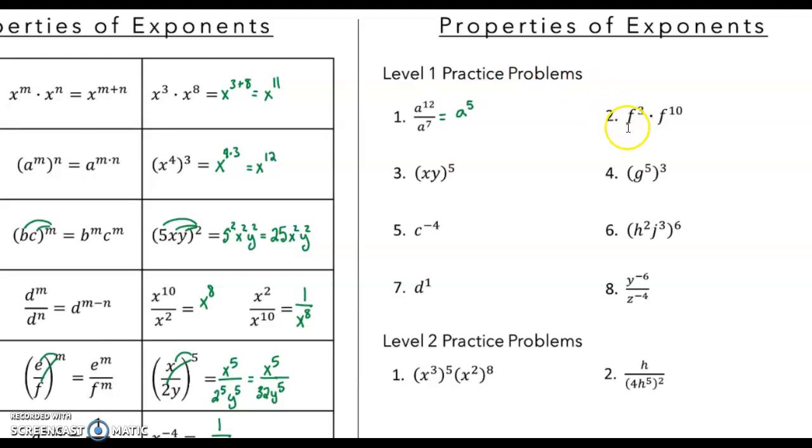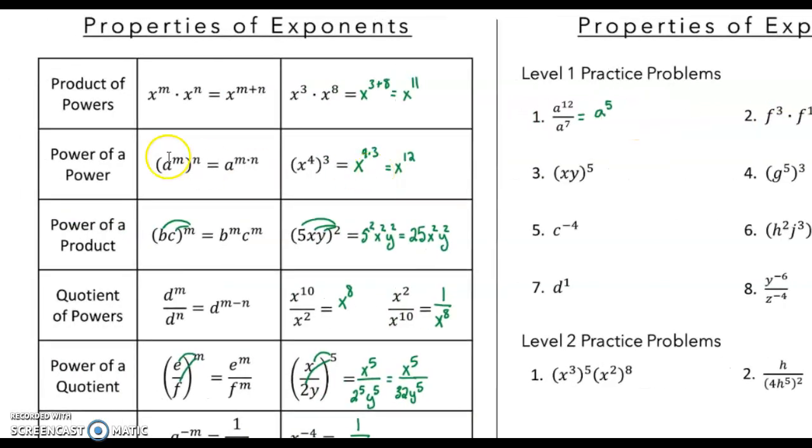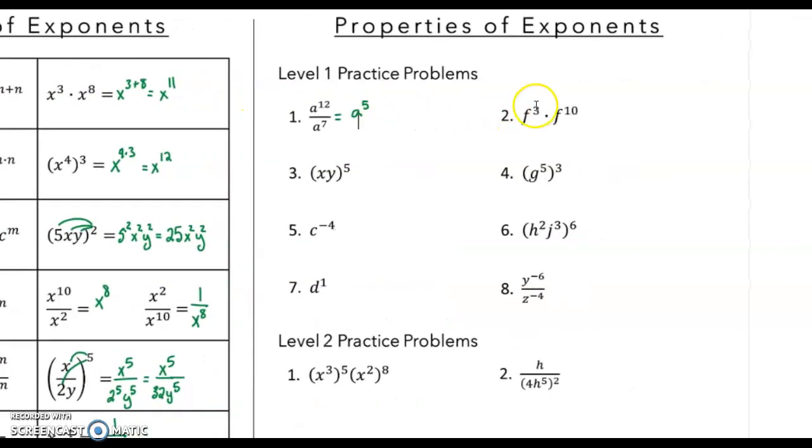All right, on number 2, they have the same base and they're multiplying. So that looks like this, product of powers. They have the same base and they're multiplying, and you add the exponents. So we're going to do 3 plus 10, and we're going to get f to the 13th.